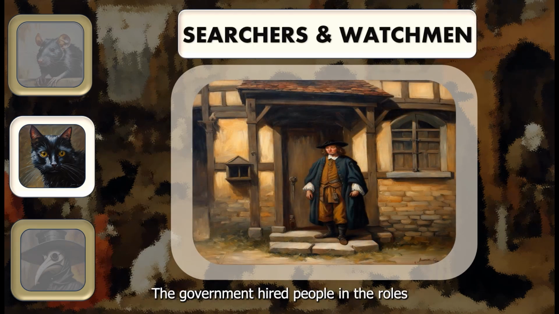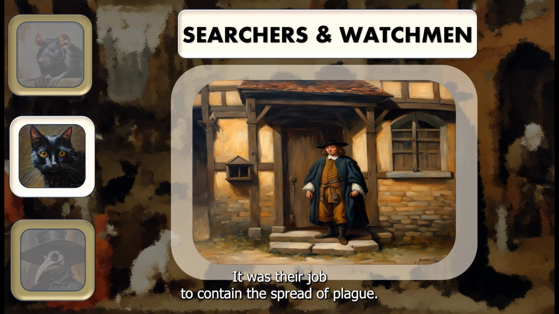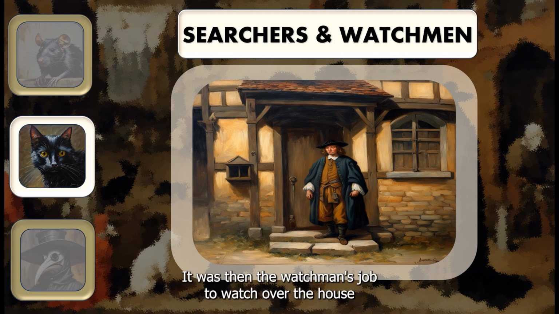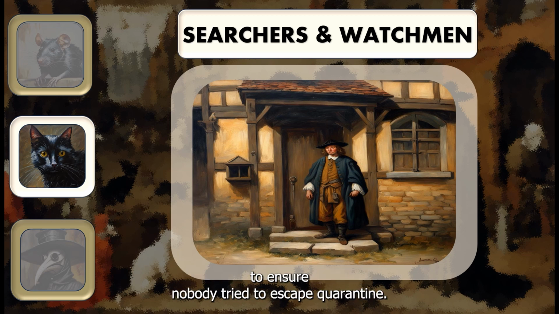The government hired people in the roles of searcher and watchman. For a penny a day, it was their job to contain the spread of plague. Searchers were responsible for inspecting the corpse of a victim. If they were a confirmed case of plague, the members of the family were then bolted into the house for 40 days. It was then the watchman's job to watch over the house to ensure nobody tried to escape quarantine.